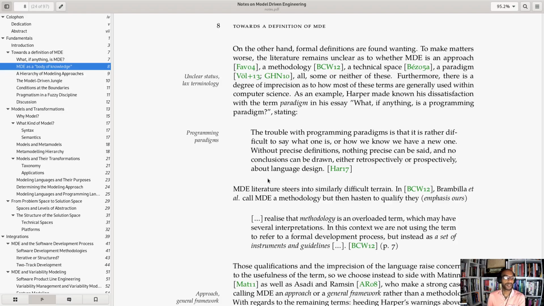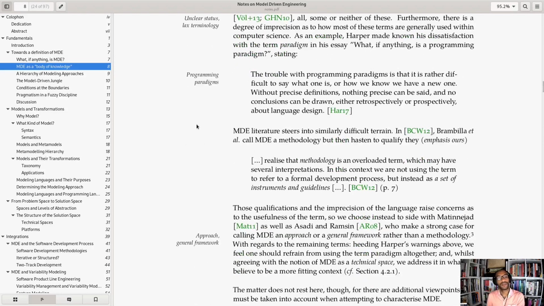Even object orientation, you may think that it's quite a well-defined, understood concept, but you could have wildly varying interpretations of object orientation, all the way from, say, using C to do object orientation to Smalltalk, which are completely different takes on the same idea. And we think we agree on these terms, but it's not entirely clear that they actually are formal definitions. And of course, the same thing happens with MDE, it being a computer science concept.